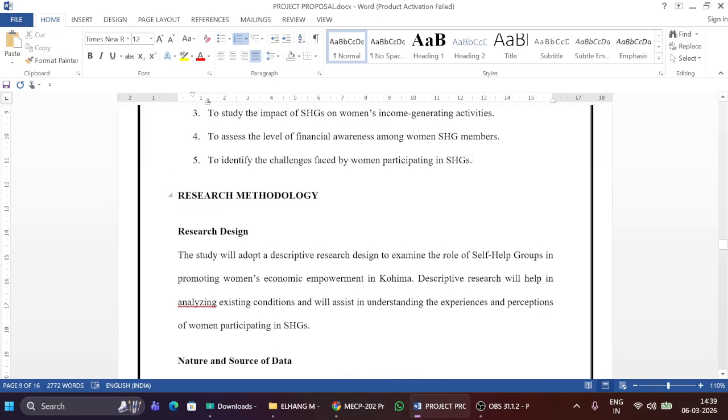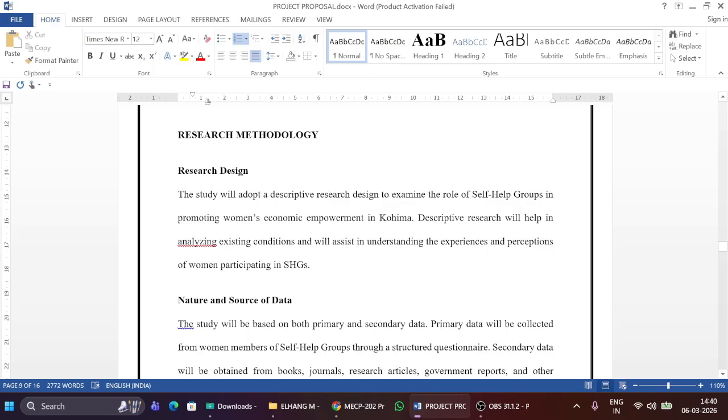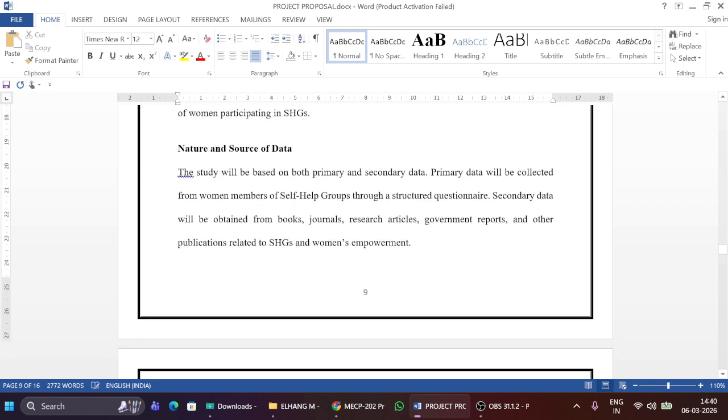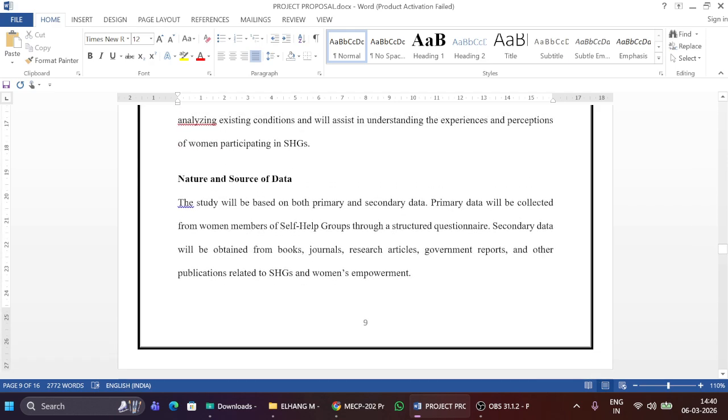Okay, what kind of research design you have used in your project report? Like in this particular design, the researcher has adopted a descriptive research design to examine the role of self-help groups in promoting women's economic development. Okay, right. So the next thing is nature and source of data.